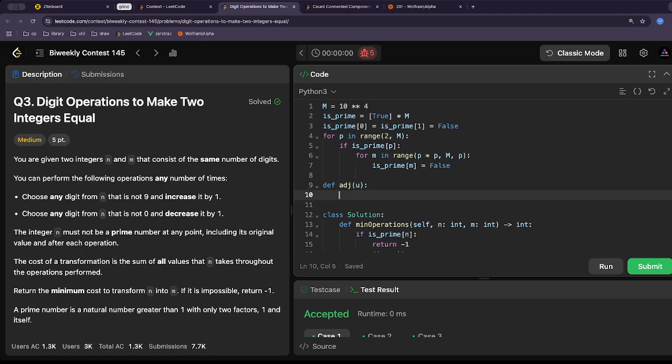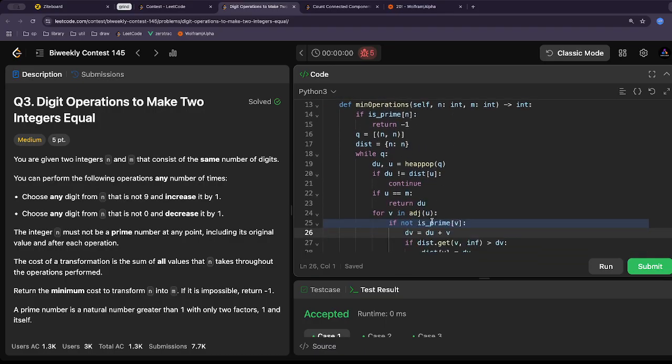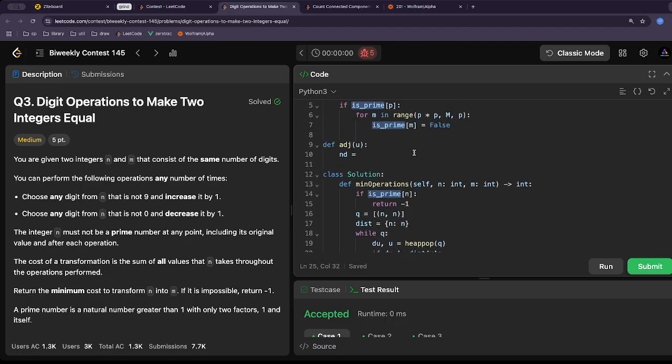Let's get the number of digits of u. There are different ways of doing this. We can do this with strings. Good idea to abstract the adjacents in a function. Yeah, it's a pretty independent task here, so this is like a pure Dijkstra, except for the is_prime thing. We could even put the is_prime thing here, but it's not a big deal.